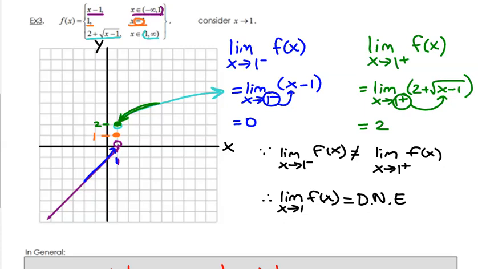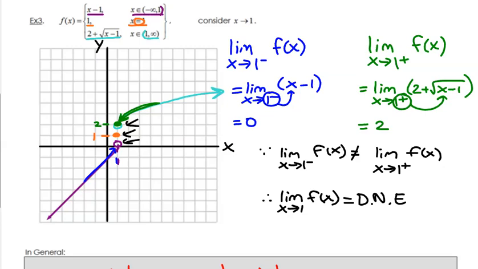Okay, and that makes sense. Like if I were to ask you, out of this entire graph, what is the y value when x is 1? What would you tell me? Would you tell me it was 0? Would you tell me it was 1? Would you tell me that it was 2? It's kind of confusing.